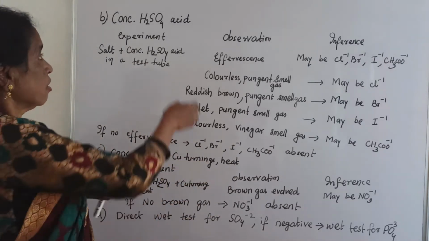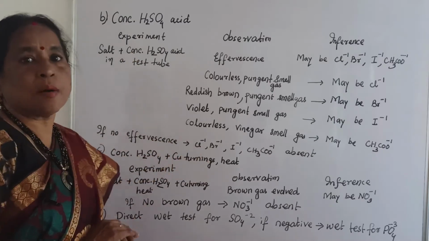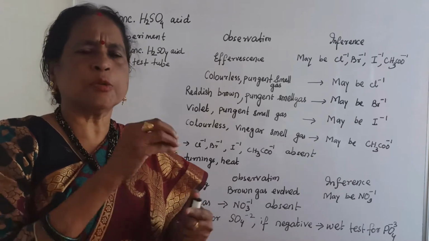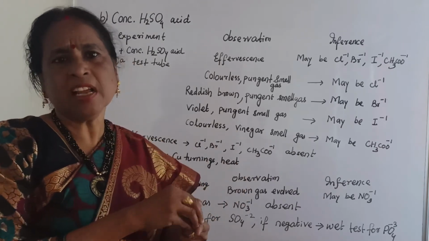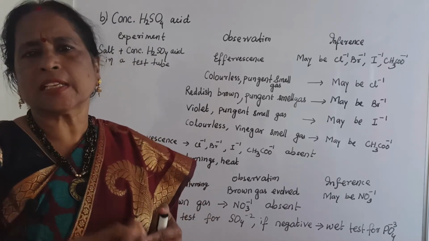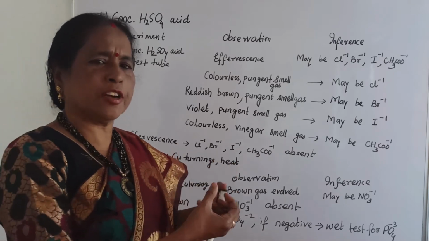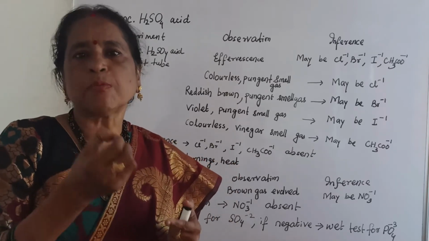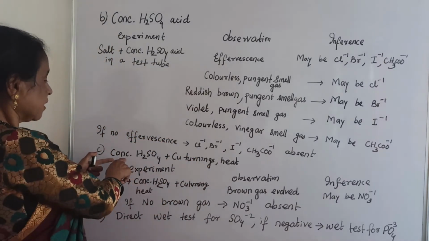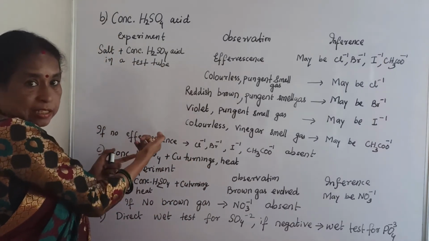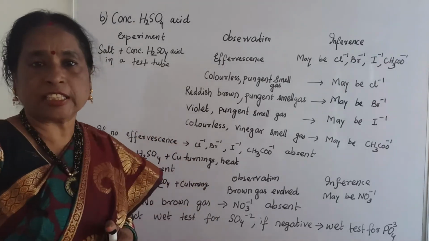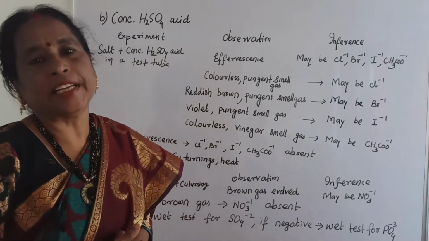The third step means concentrated sulfuric acid and copper turnings. You take another test tube, or use the same test tube in which the salt and concentrated sulfuric acid are present. To that you add 2-3 pieces of copper turnings. What is the meaning of copper turnings? Copper turnings means very small, thin pieces of copper. To the concentrated sulfuric acid and salt you add copper turnings, and after that you heat it strongly.